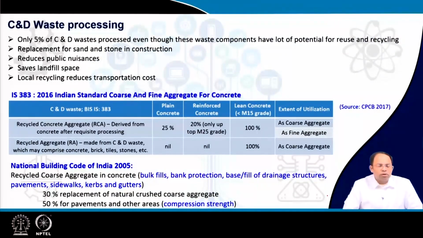Now, finally, once we collect the waste, following the schedules and all, we have to design the C&D waste processing and transport plants. What we find is, after all this, we have to actually process the C&D waste, right? In India, only around 5% of C&D waste is processed, even though there is a lot of potential for reuse and recycling. Still, only 5% is processed currently, but we have to improve upon it.